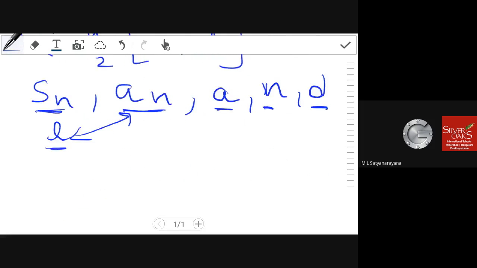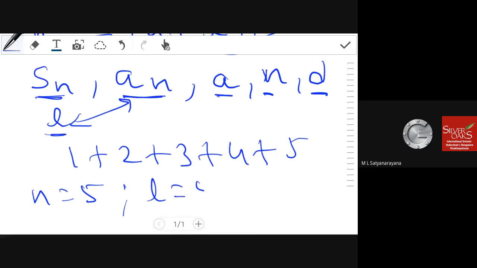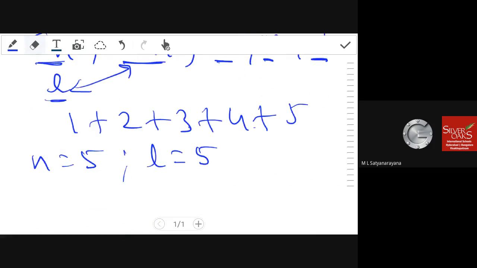What do you mean by number of terms? Suppose you have 1 plus 2 plus 3 plus 4 plus 5. How many terms do we have here? 5. What is l? Also 5. Imagine we take 6. What is n? N is the number of terms: 1, 2, 3, 4, 5, 6. What is the last term? Last term will be 6. If you take 5 itself, 1 plus 2 plus 3 plus 4 plus 5, the number of terms is 5 and the last term is 5.